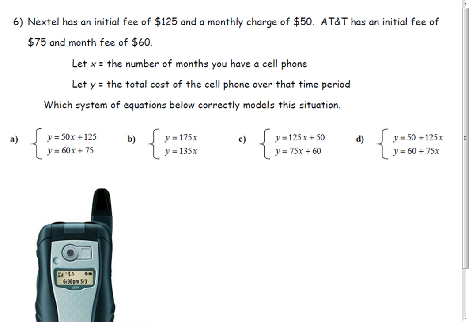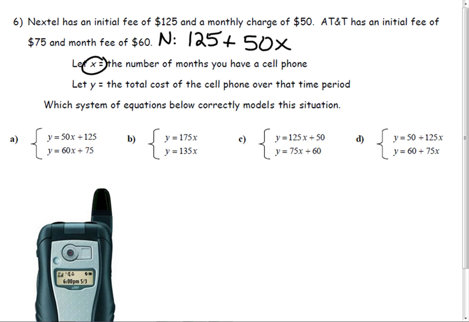Okay, all we have to do is match. Nextel has an initial fee of $125. So you have to pay $125. Maybe that's for your phone, and the monthly charge of $50. How much is that going to cost you for 1 month? 1 times 50, right? How about 2 months? 2 times 50. What if you do 12 months? 12 times 50. Well, X is the number of months, so it's going to be 50 times what? X.